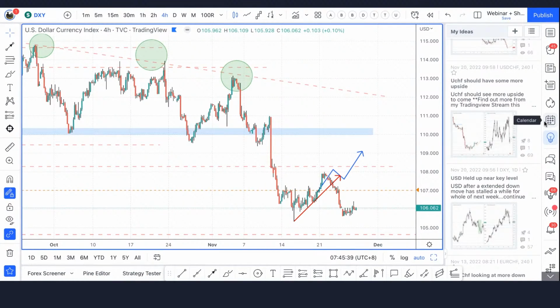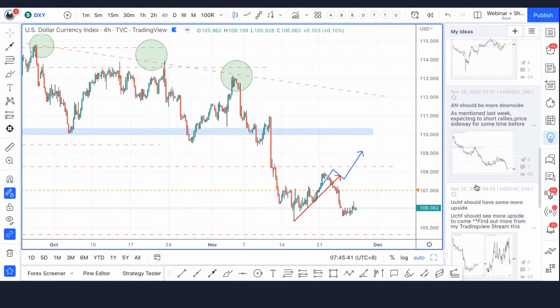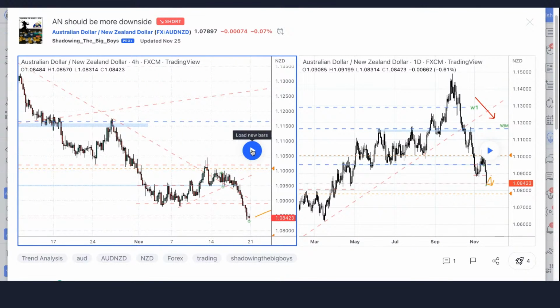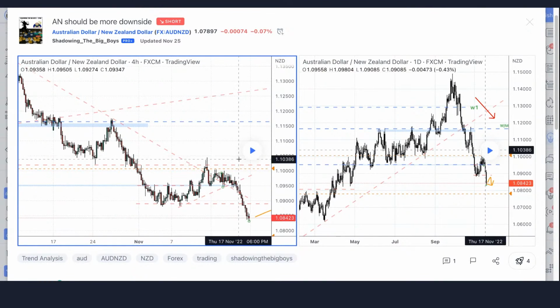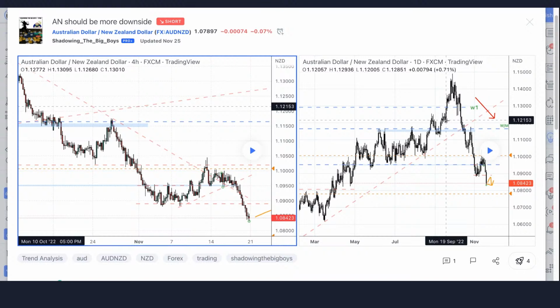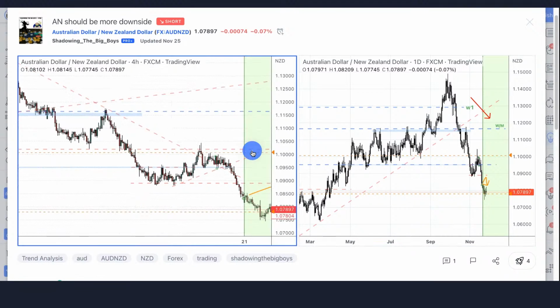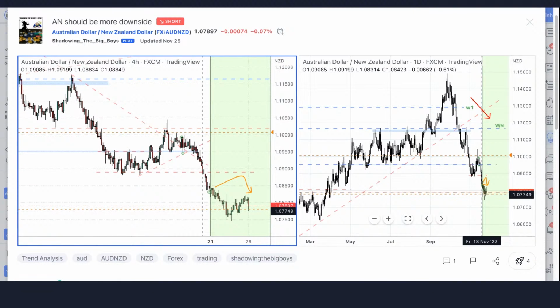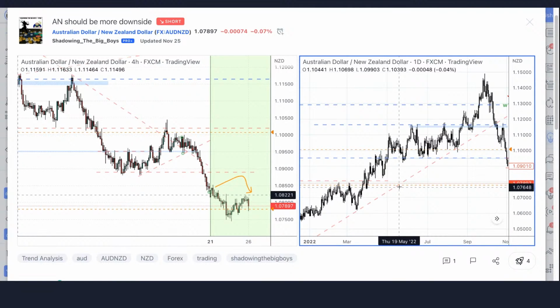Okay, so that's for USD Swiss franc. Then let's move on to the other pair that I've mentioned, Aussie dollar New Zealand. I mentioned there should be more downside because of the structure, the price structure of the pair. You do see that it will eventually come down more, it will magnetize itself towards a certain level, for example in this case.